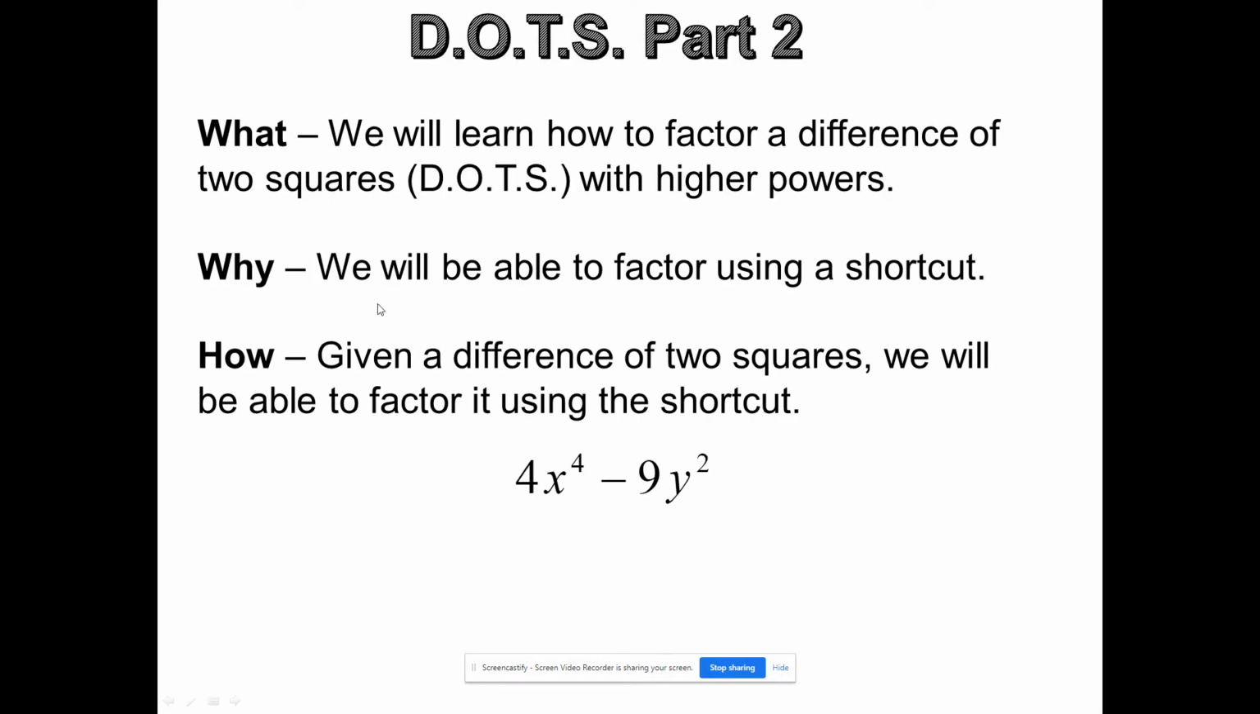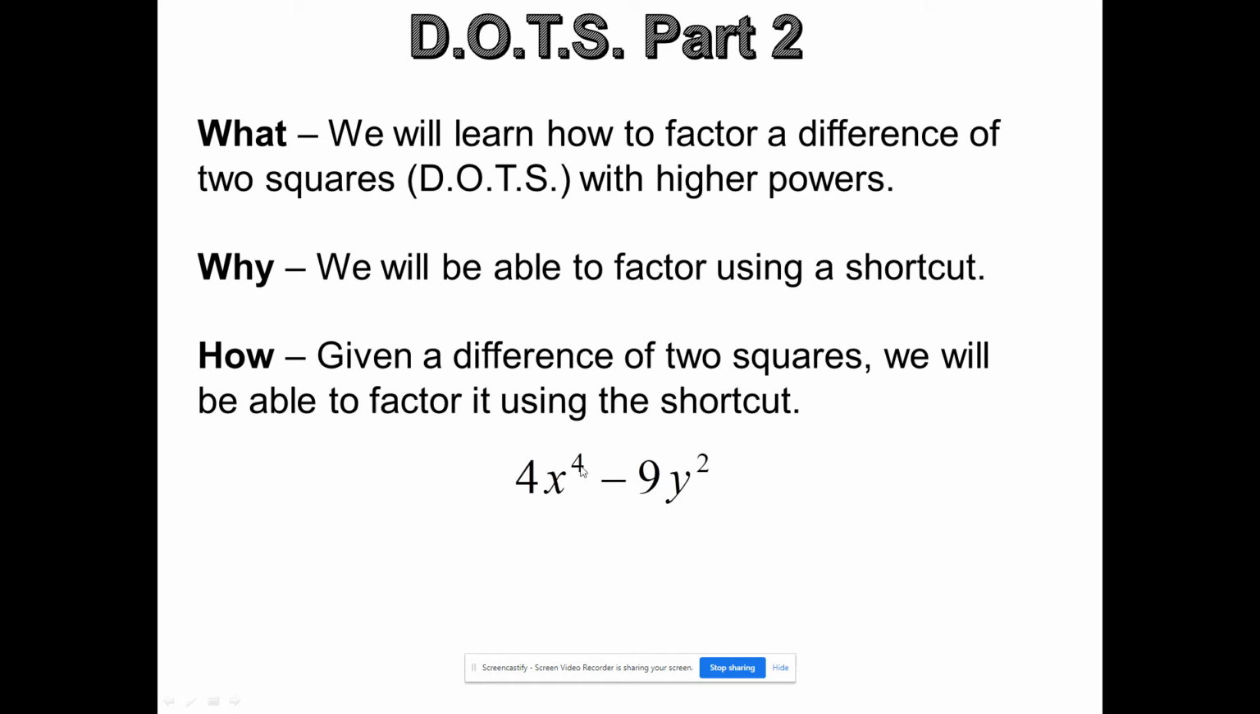Okay, so the what, why, and how. We will learn how to factor a difference of 2 squares with higher powers. We're talking about exponents. Why? We'll be able to factor using a shortcut. How do we know if we've accomplished today's what? Well, given a difference of 2 squares, we will be able to factor it using the shortcut. And this is the style of factoring that we're going to see here.